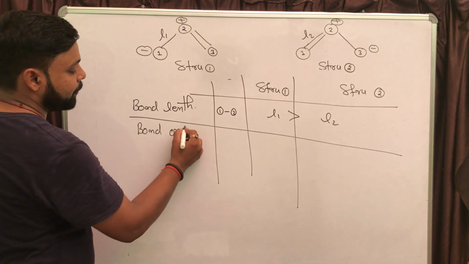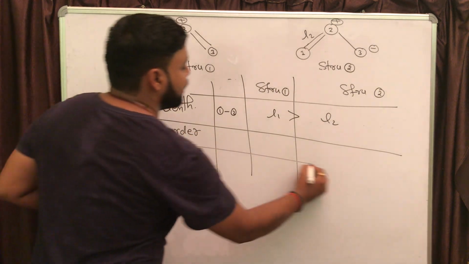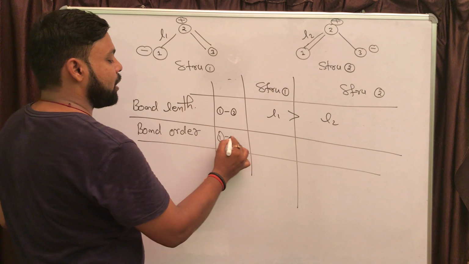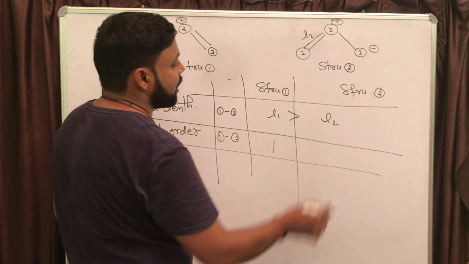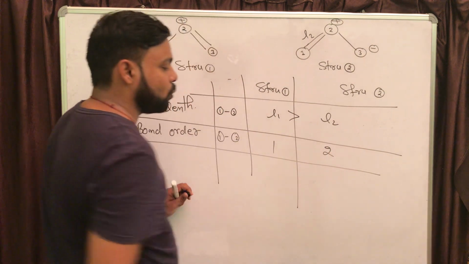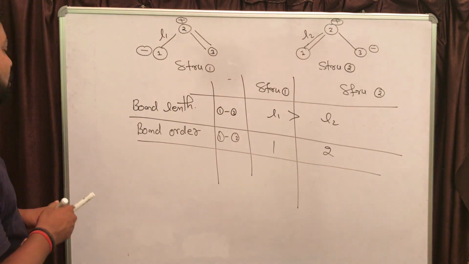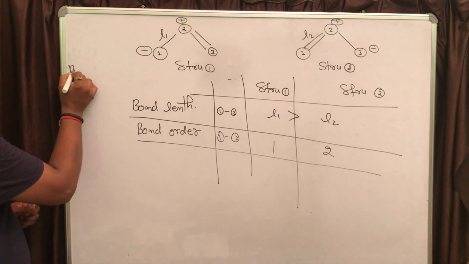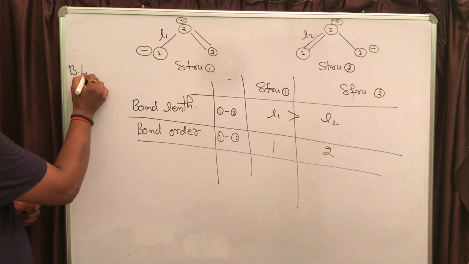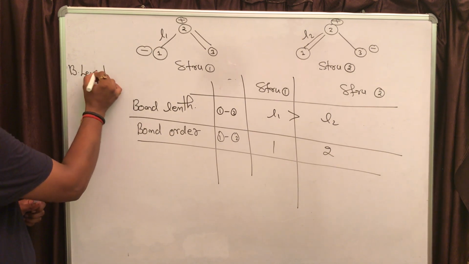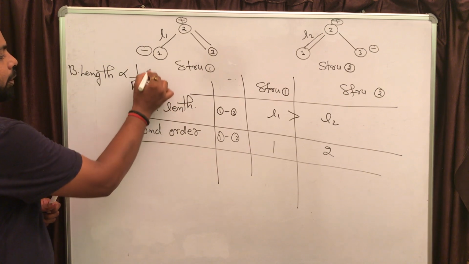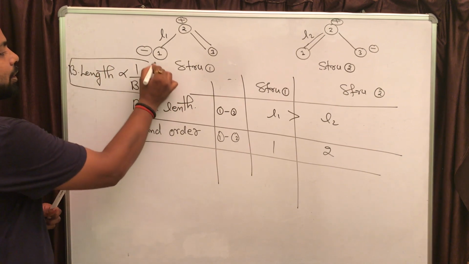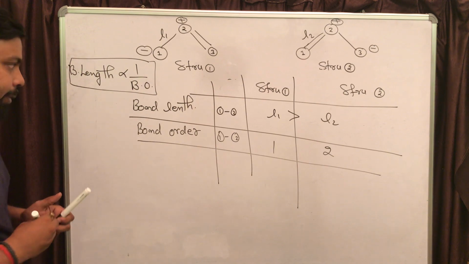Let's write the bond order between oxygen 1 and oxygen 2. In structure 1 it is going to be 1, and in structure 2 it is going to be 2. According to chemical bonding, the important point is that bond length is inversely proportional to bond order.